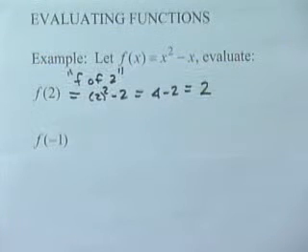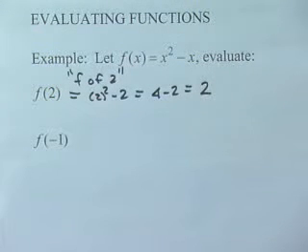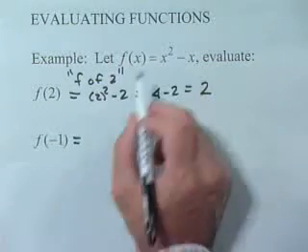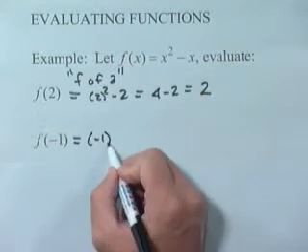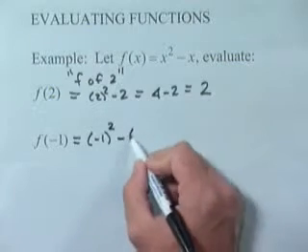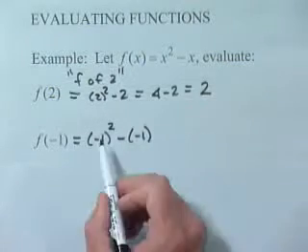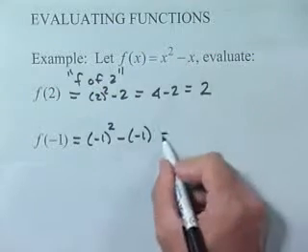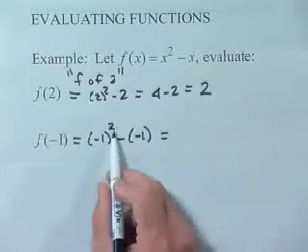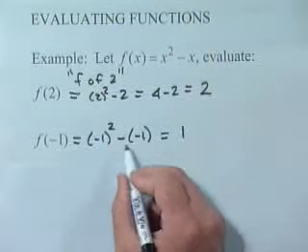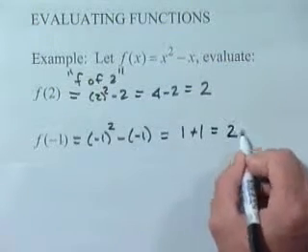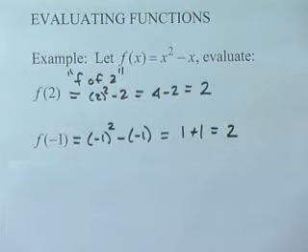f of minus 1. What happens if you plug a minus 1 into the function? So wherever I see an x, I'm going to replace it with a minus 1. So I put a minus 1 in there, square it, minus a negative 1. Negative 1 squared is 1. Minus a negative 1 becomes plus 1, which is equal to 2. So f of minus 1 is 2.